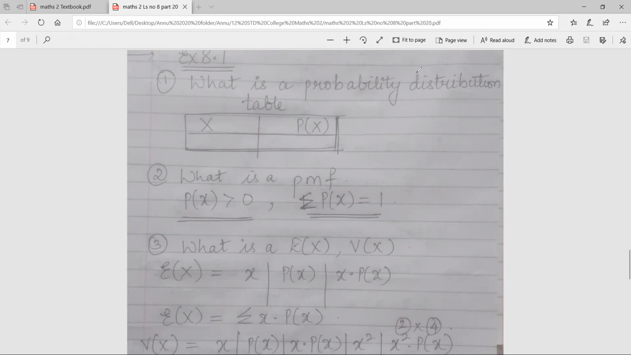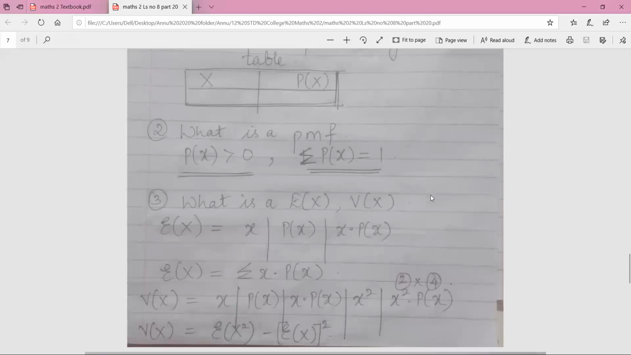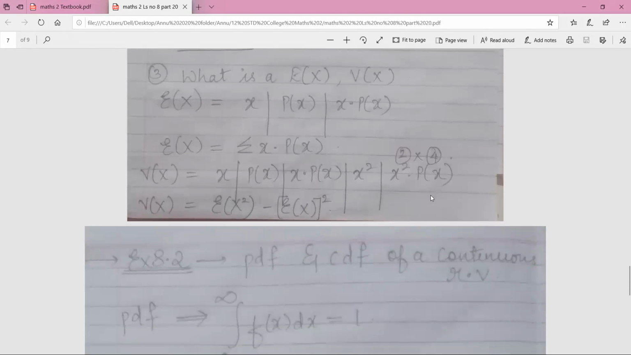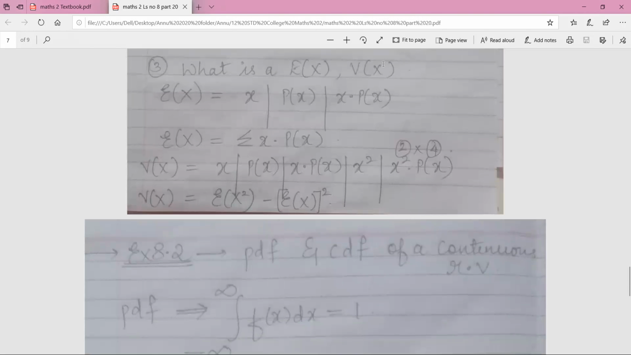The next topic we saw was calculating E of x, that is mean of x or expected value of x as it is called, and variance of x, that is V of x. So when you have to calculate in the form of a table, class, for E of x, we require to prepare 3 columns, that is x, P of x, and the third column is x multiplied by P of x. So the formula for E of x is the summation of x into P of x.